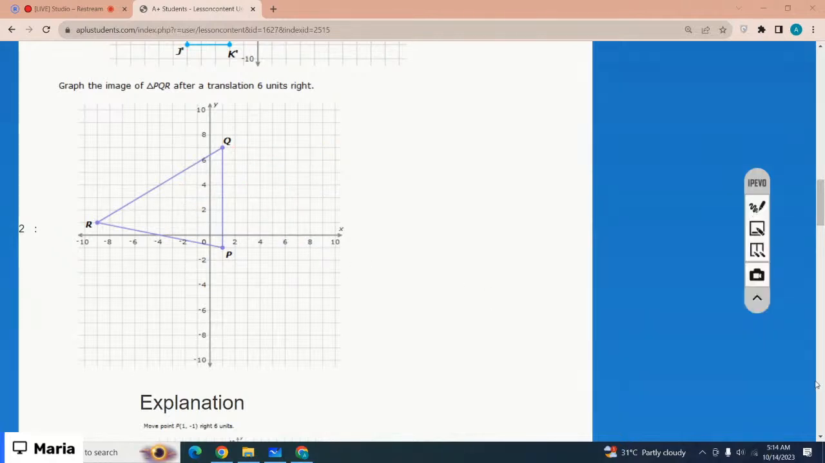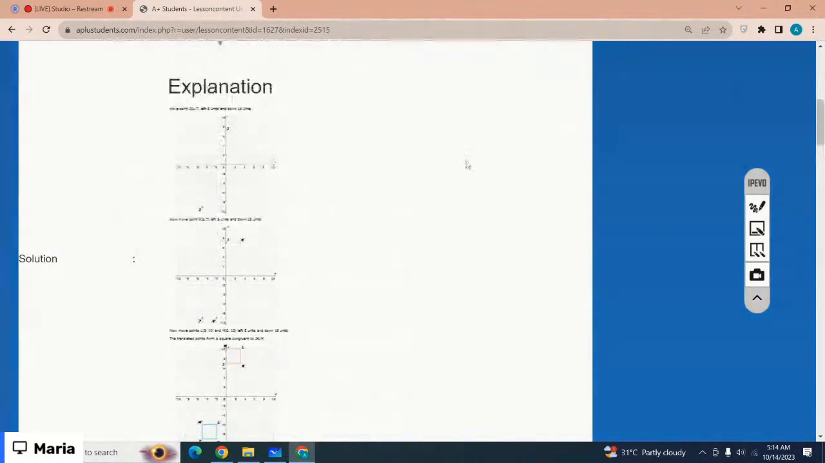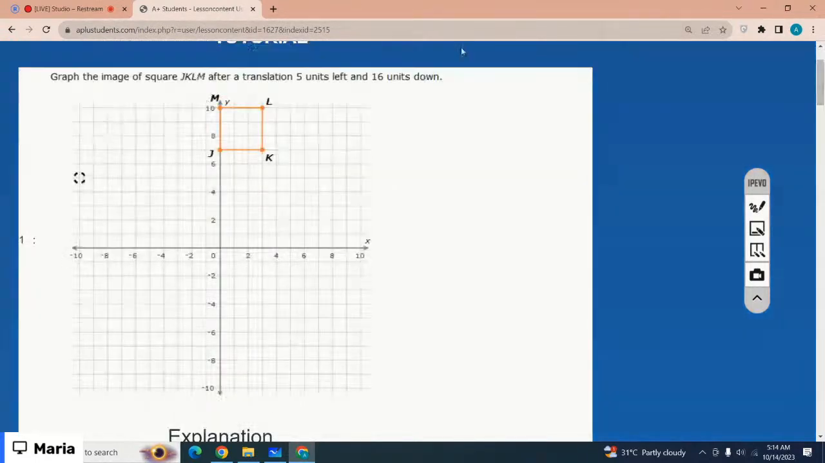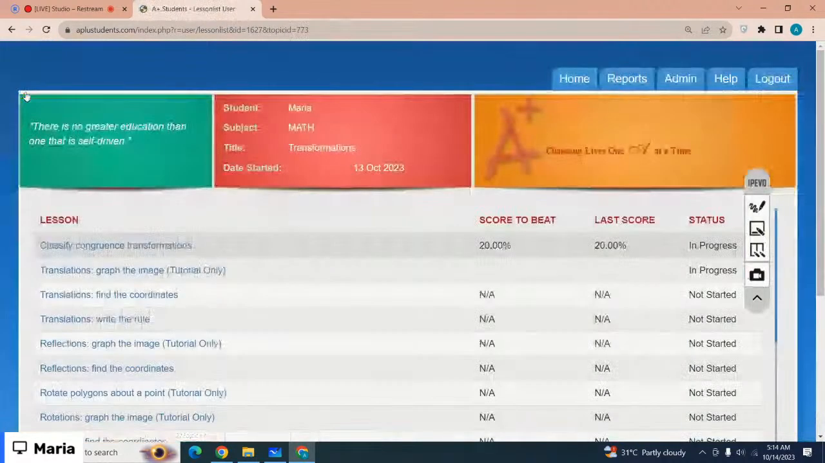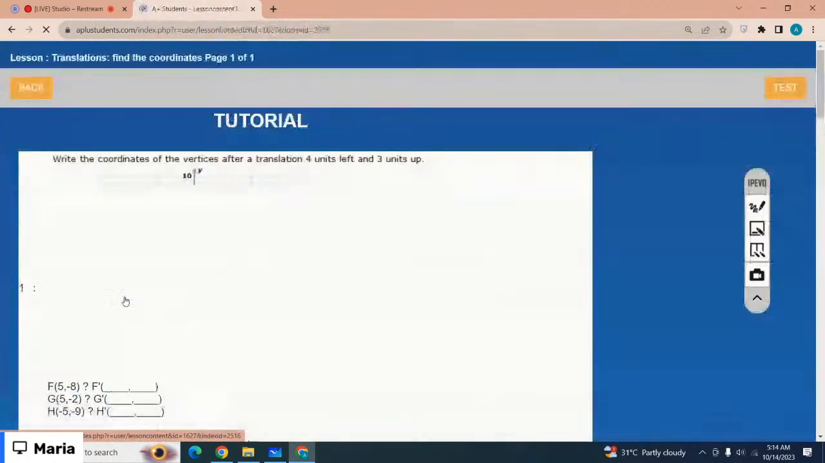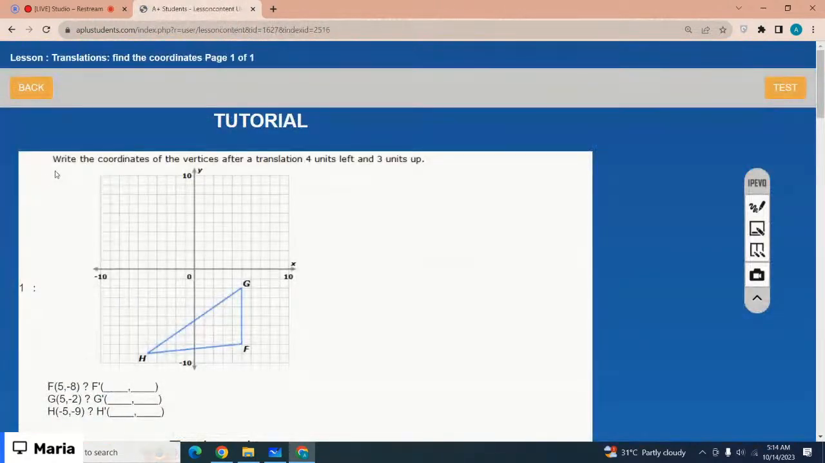Let's just do the next lesson in which you have to calculate the coordinates also. Then that would be very easy to understand. When you translate the image, you have to look for the new coordinates also, right? When you translate the image, all the coordinates are changed. Let's just see the next one. Translations, find the coordinates. Okay.